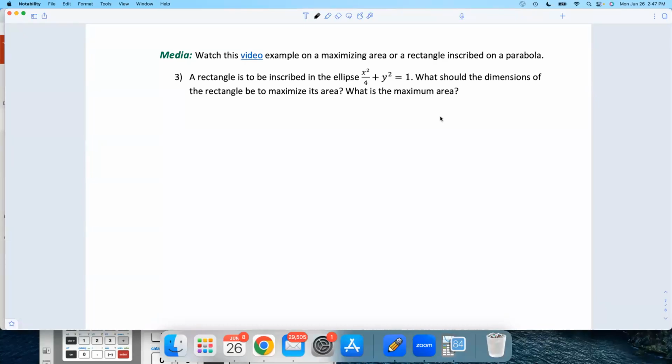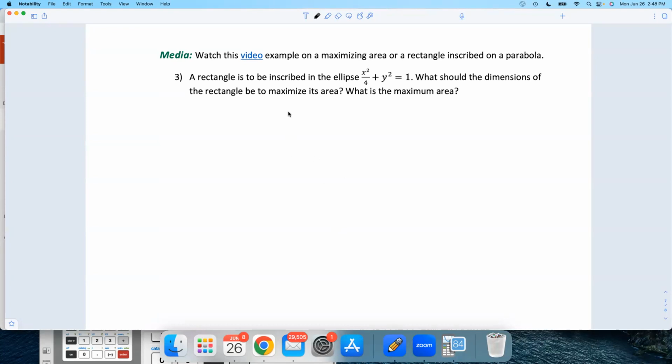Okay, this is a good question. I like this one a lot. Make sure you've paused and read the video. We got ourselves an ellipse here. We're going to inscribe a rectangle inside the ellipse, and we want that rectangle to have the maximum possible area.